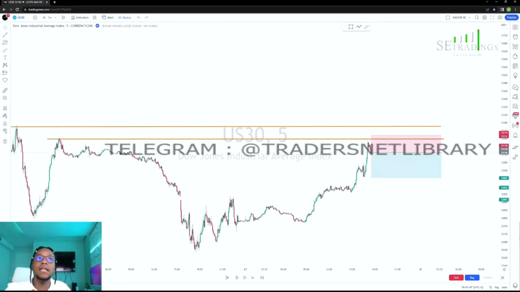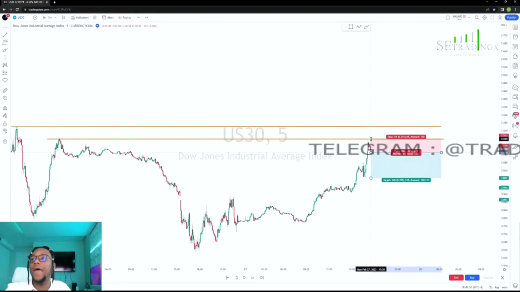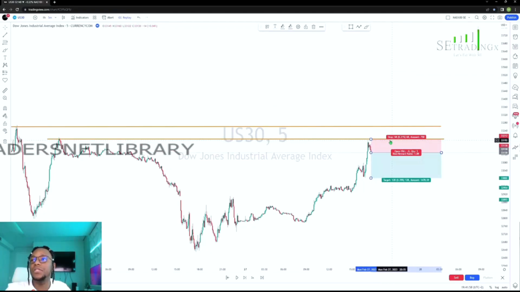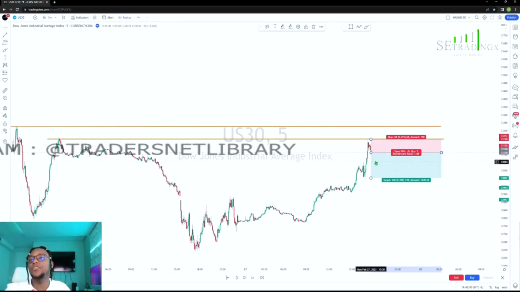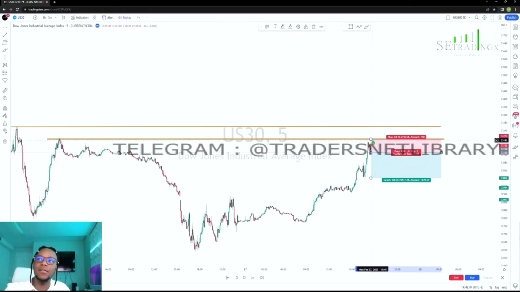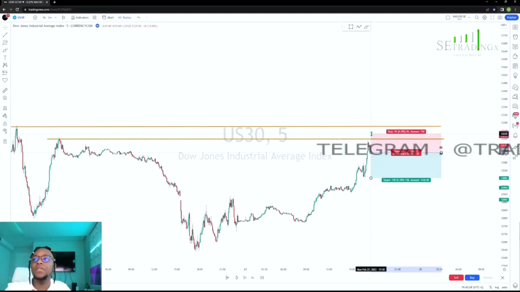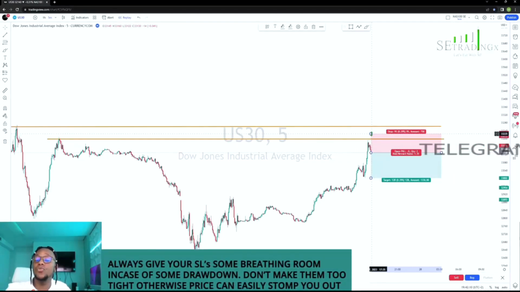However, if I decided, maybe let me do this. Let me just put my SL on the actual line, then you see how that's no good. The price could just go and hit the line right there, the level of resistance, and then come back down, and then I'm out of the trade because I decided to make my SL too tight. So I have to give my SL some breathing room, right? I need to give it some breathing room just to make sure that I'm always safe in my trades and I'm never taken out too early.